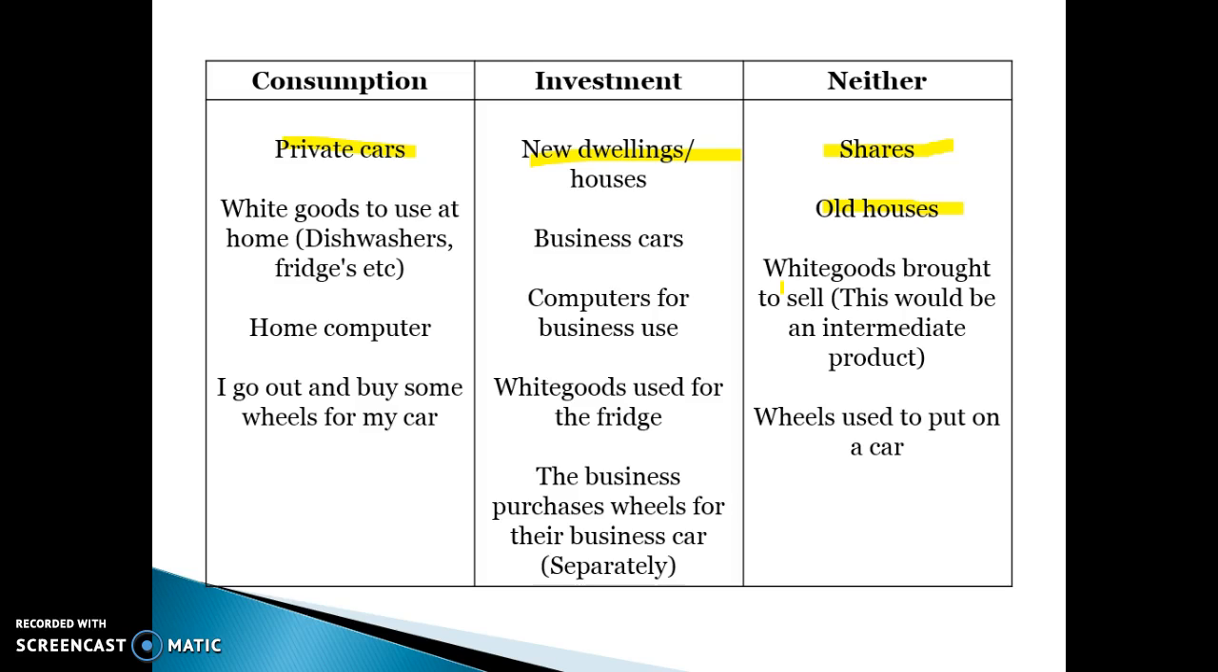So when JB Hi-Fi buys them off the distributor or a warehouse, that would not be included, but once they sell it on to consumers, that would be included. It also doesn't include wheels that you're just going to put onto a car. For example, if Holden were to buy some wheels to put onto their cars and then make a car with the wheels, that would be an intermediate product. That's very different to you just going out and buying some new wheels for your own car. So you've got to be very careful about what's included in consumption and investment and what's not.